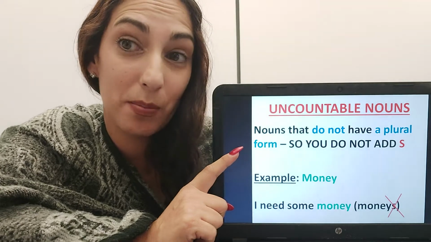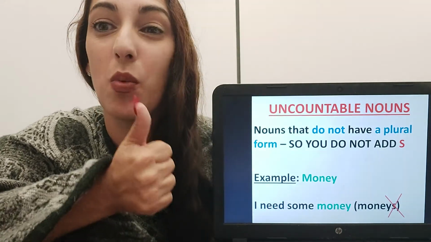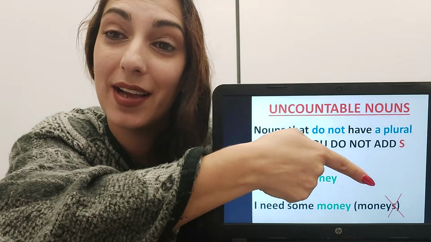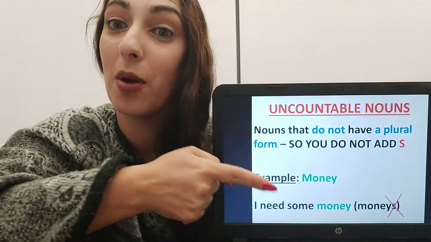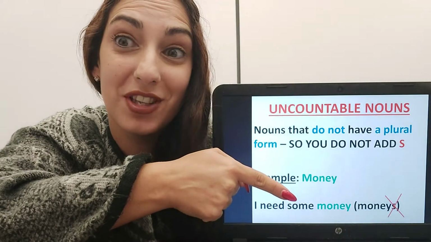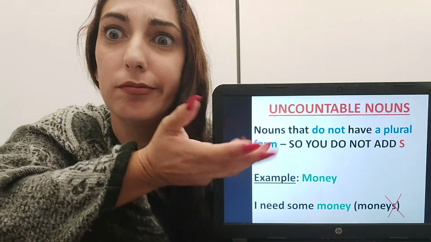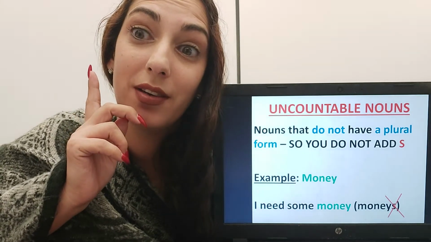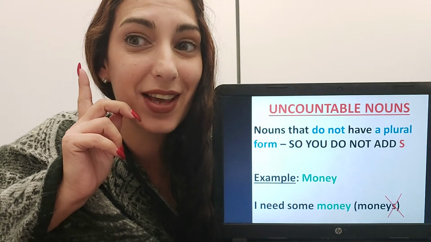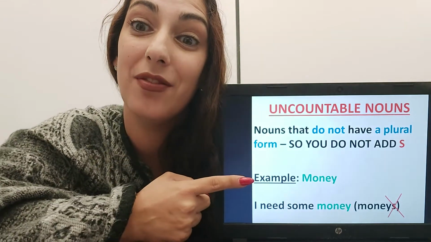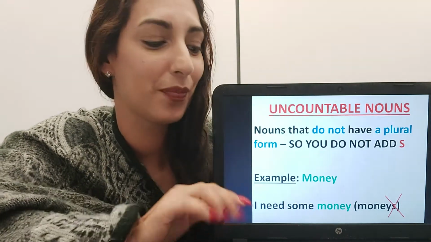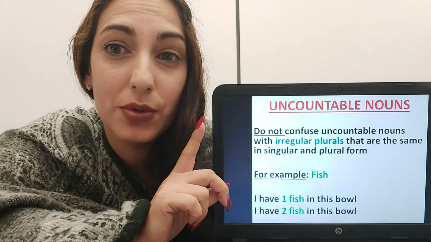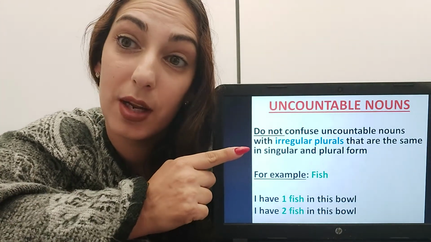So let me give you an example. The word money. You can't say one money, two monies. It's not possible to add s on the word money. And it's not possible to put an actual number in front of it either. I can't say, give me 3 money. What is money? Now, a euro or a dollar or any other currency is countable, but the word money itself is uncountable.